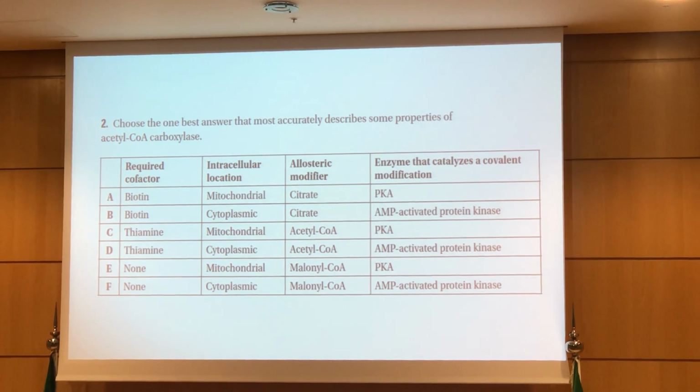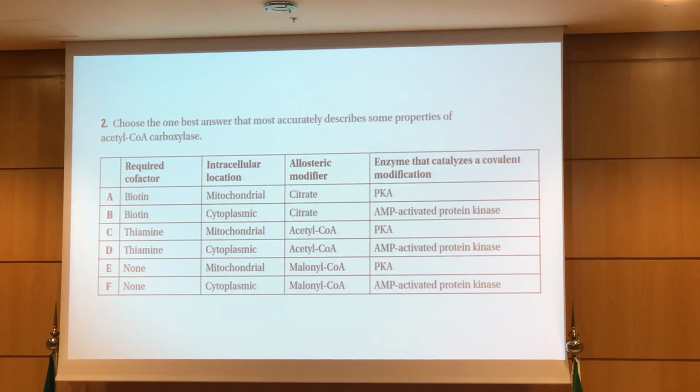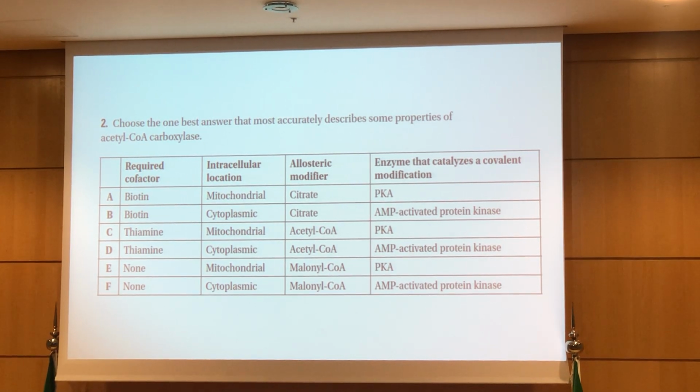The first question. Choose the one best answer that most accurately describes some properties of acetyl-CoA carboxylase. Now, first one. Would you think it requires or it doesn't require biotin? Yes, it has a three-part thing. Would you think it requires thymine or it doesn't require thymine? No. I said nothing about thymine.